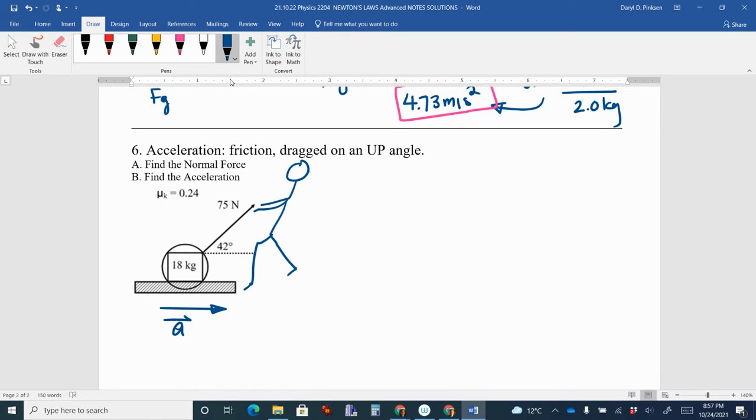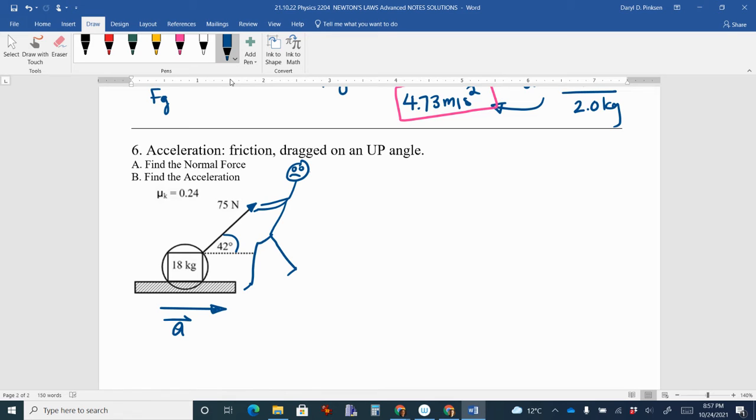It's an 18 kilogram block being pulled backwards like so. It's being yanked with a force, but it's being pulled with a force of 75 newtons up at an angle of 42 degrees. And you know what happens. This is going to take pressure off the surface. It's going to create less friction because you don't have as much pressure between the object and the surface, and then it'll be easier to accelerate.